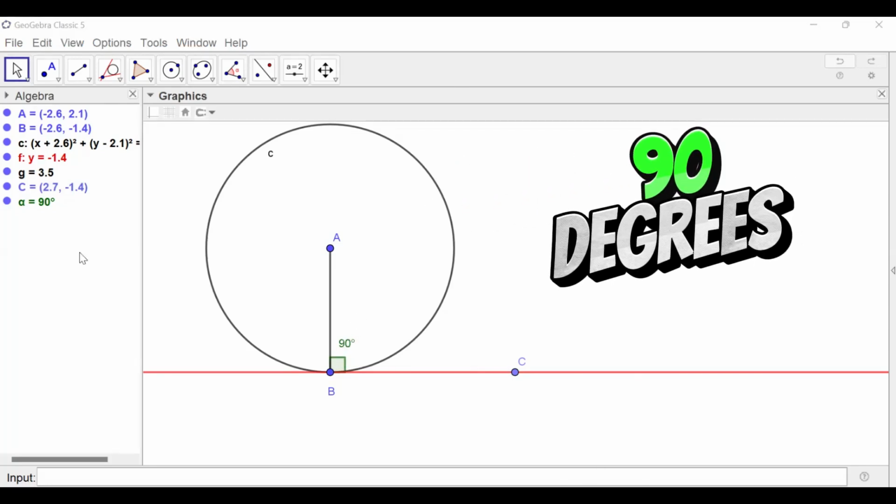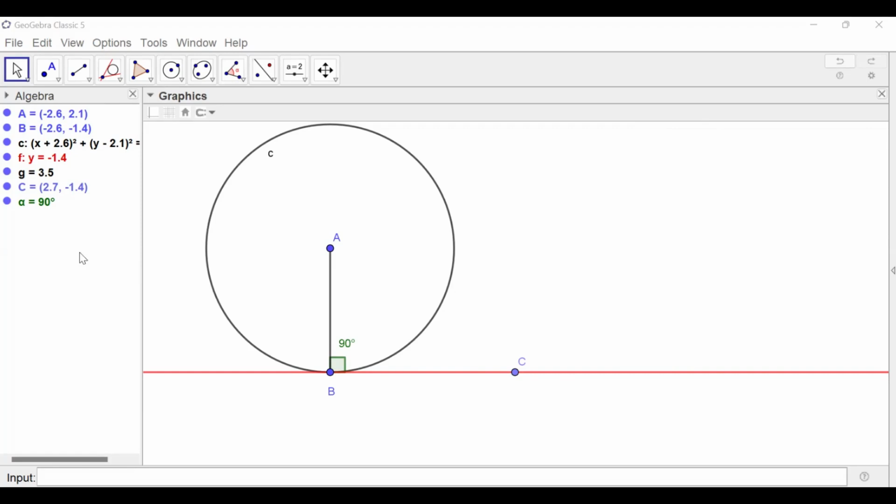All right. So when we look at angle CBA, it gives us 90 degrees, which we can see here. So we conclude here that the angle between the radius and the tangent is 90 degrees.